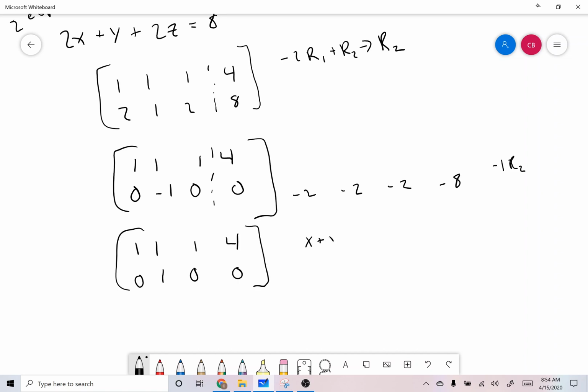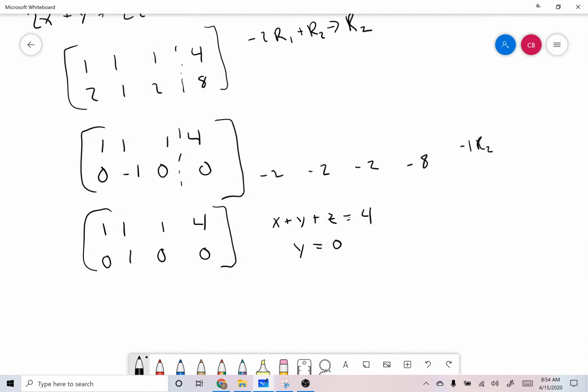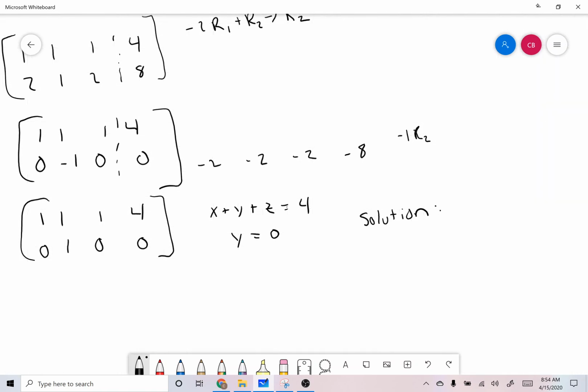Okay, now let's take these equations. We have x plus y plus z is equal to 4, and then we have y is equal to 0. So they've given us y is equal to 0. Now let's come up with a solution to this. We know y has to equal 0. That's given to us, because if y is anything other than 0, this will not have a solution, because this bottom line is telling us y is 0.